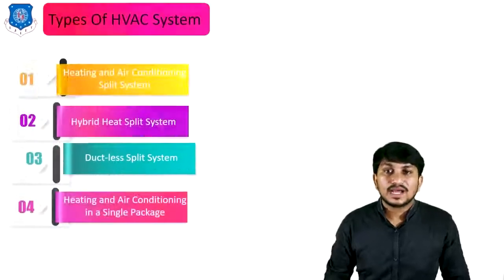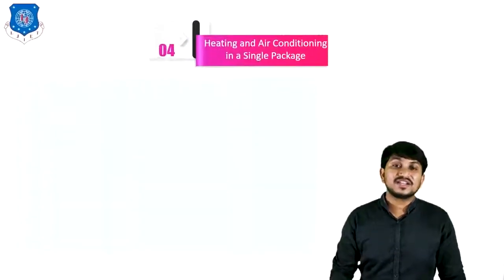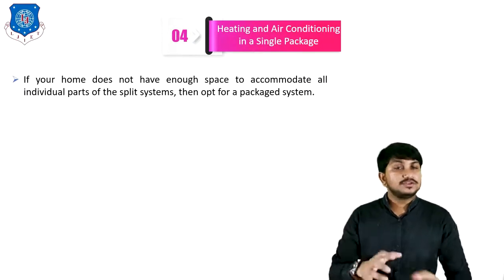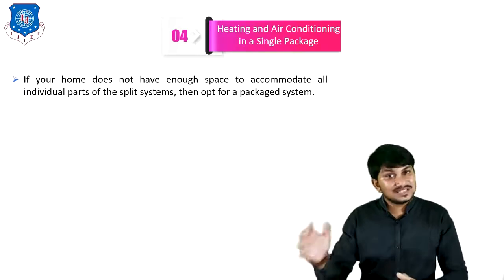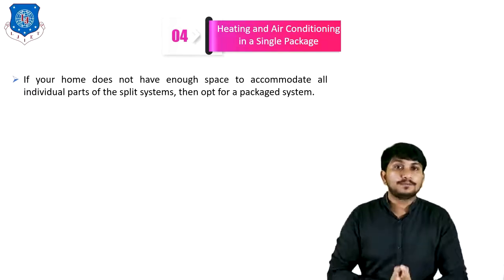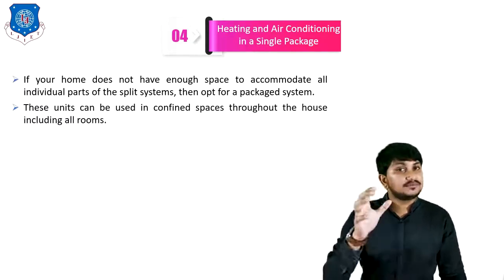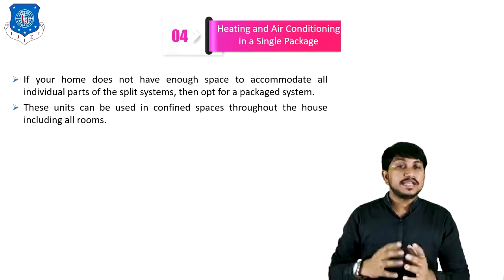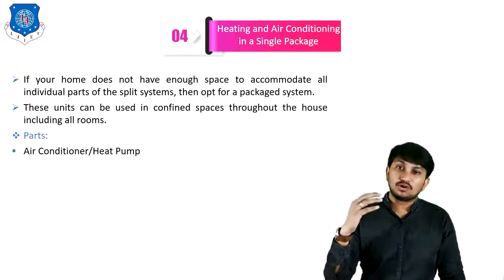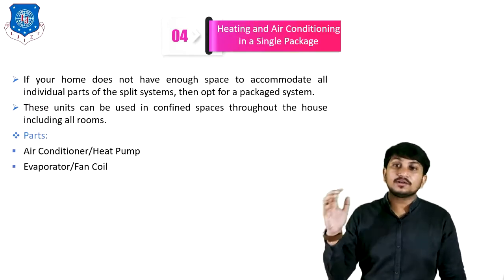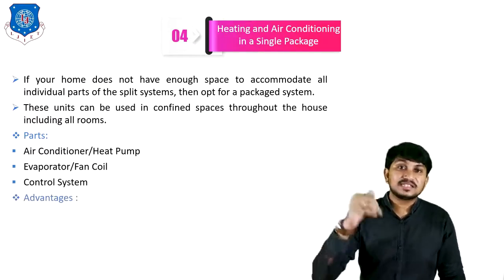Now let's discuss the last type of HVAC system, which is heating and air conditioning in a single package system. If your home does not have enough space to accommodate all individual parts of the split system, then you have to opt for a package system. These units can be used in confined spaces throughout the house, including all rooms. The parts of these systems are air conditioner or heat pump, evaporator or fan coil, and control system. These are the three parts of this system.